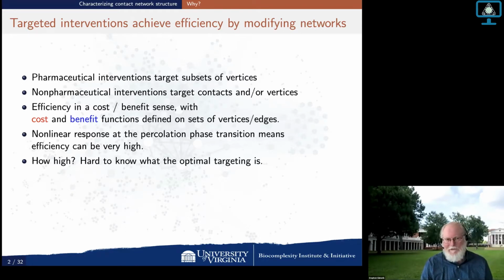Anything is fair game. Because these are basically percolation problems with a phase transition in the system, there's a highly nonlinear response near that phase transition. And that means that you can get extremely high efficiencies if you do the right things, i.e., you can have effects with pharmaceuticals that are much larger than just one case averted by one dose. How high can the efficiency get? It's really hard to know because we don't know what the optimal targeting is. So this talk is really going to be about optimal targeting.